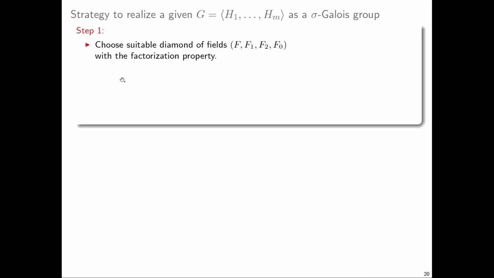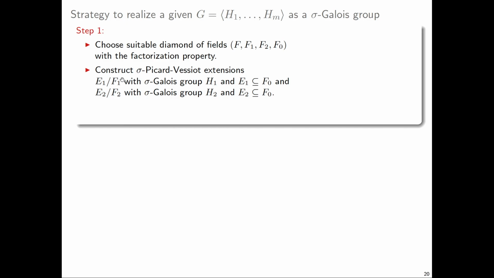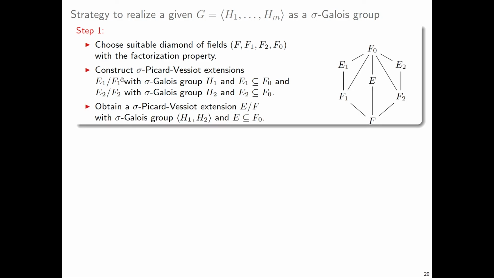In the first step, we choose a suitable diamond of fields with the factorization property. And suitable, in particular, means that we have these endomorphisms on each of them and derivations. And then we need to construct Picard-Vessier extensions E1 over F1, E2 over F2, both contained in F naught with groups H1 and H2. So that's the picture. And then the patching tells you that then there exists a sigma Picard-Vessier extension E over F with group generated by H1 and H2 that's contained in F naught.